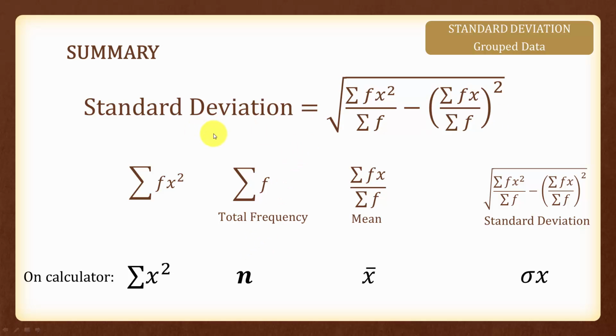In summary, the formula for standard deviation is given by this. In order to find the standard deviation, we have to find the summation of fx squared, the summation of f, which is the total frequency, the summation of fx over summation of f, which is the mean. For this calculator, the summation of fx squared will look like this. The total frequency, which is the summation of f, will look like n. And the mean will look like this. Finally, you can also find the standard deviation by using the calculator to find this, which represents the standard deviation. And that's all for this topic.